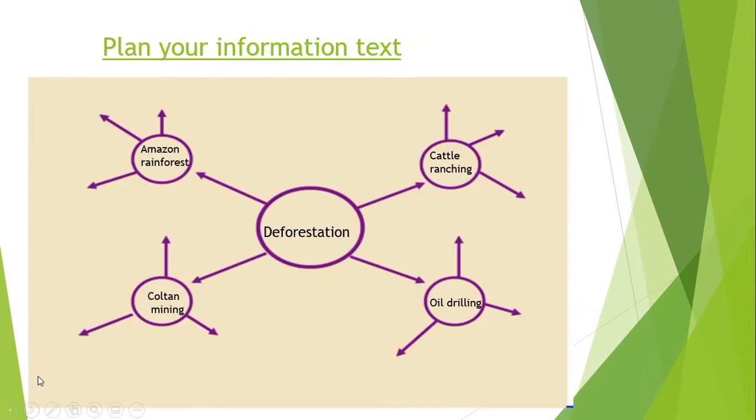So, planning your information text. I recommend doing a mind map. You might want to do bullet points. Ideally, with a mind map, rather than an A5 paper, you want to be using a full size, A4, maybe 2/3. So we want deforestation in the middle. We've got 4 points coming off each side then.